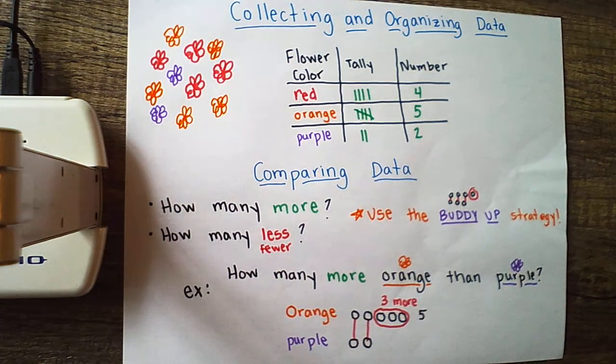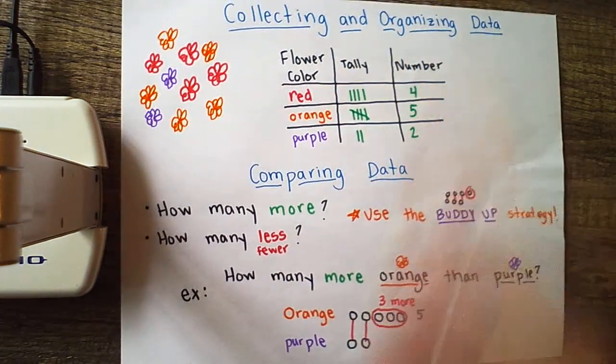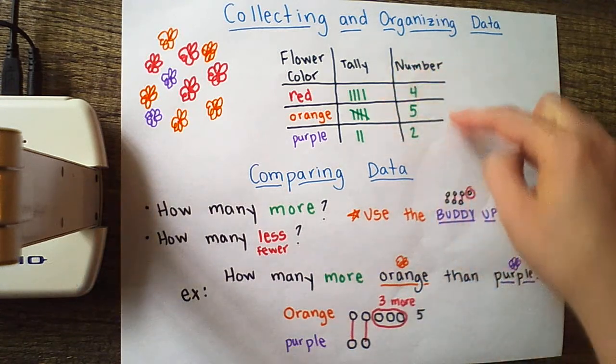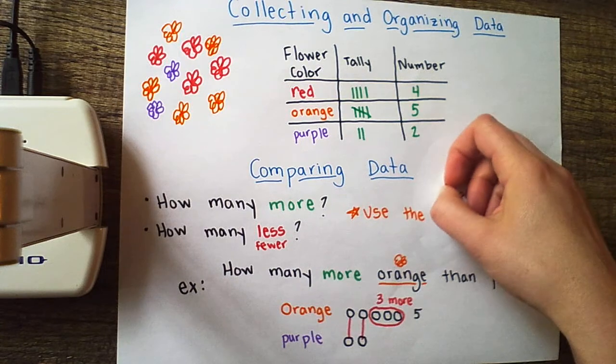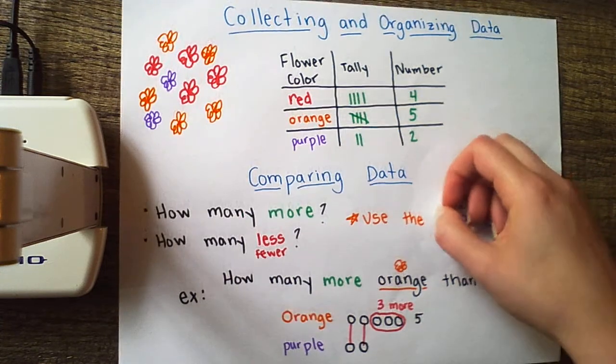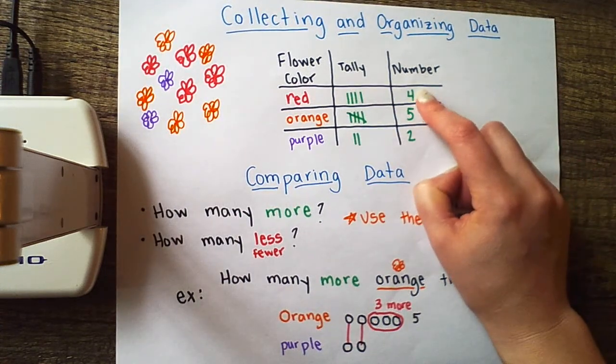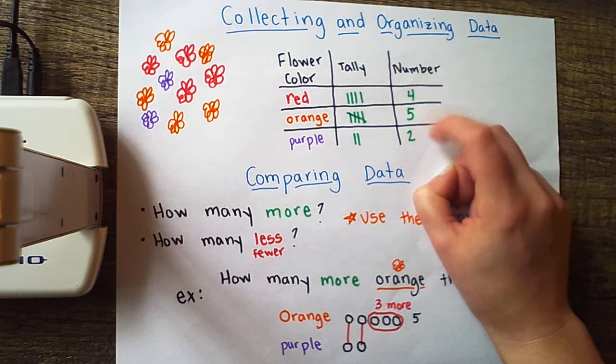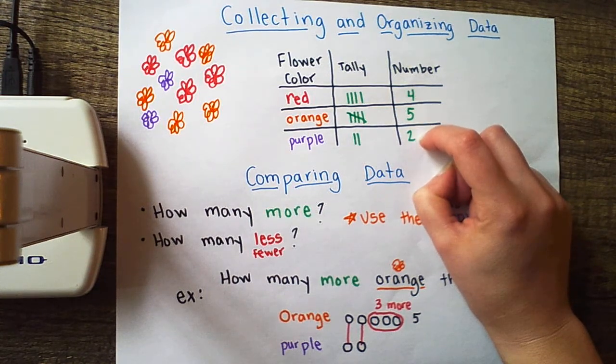So all we're going to be doing today is collecting and organizing data into a chart and then answering some questions about how many data points we have total. So if I were to ask you how many flowers there were in this garden, we would add 4 plus 5 plus 2. 4 plus 5 is 9. 9 plus 2 more is 11. There are 11 flowers total in this garden.